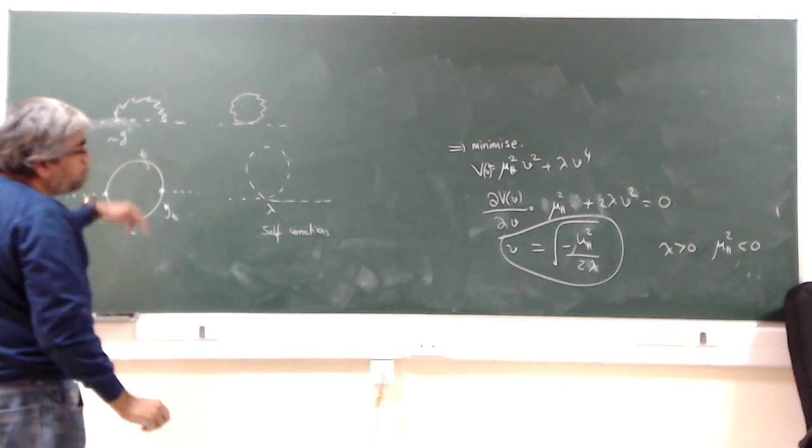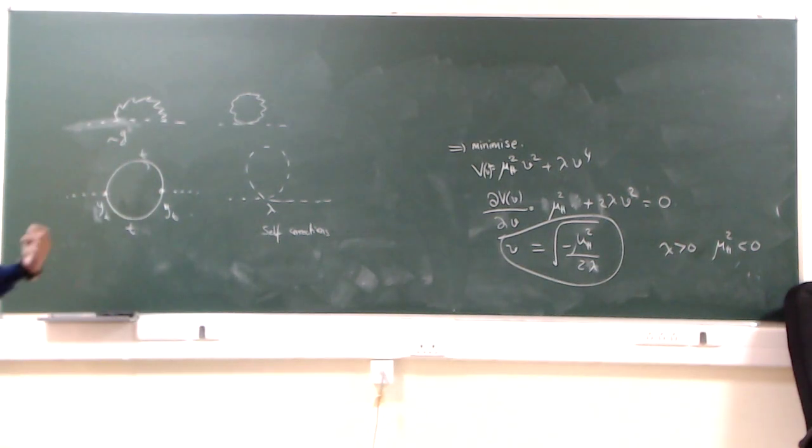So you now renormalize the theory. The one parameter which you renormalize is essentially lambda. You renormalize the lambda.